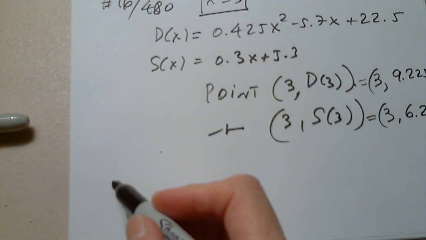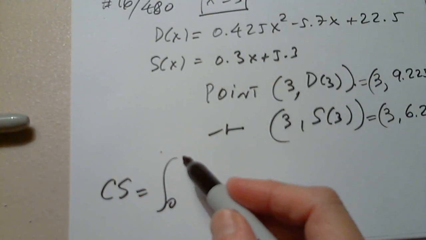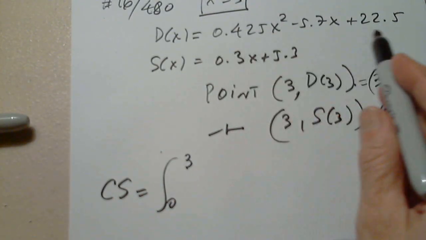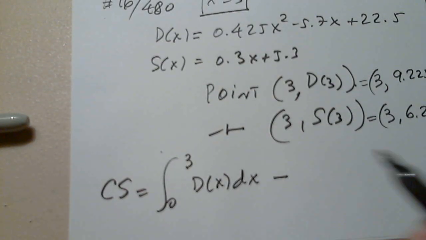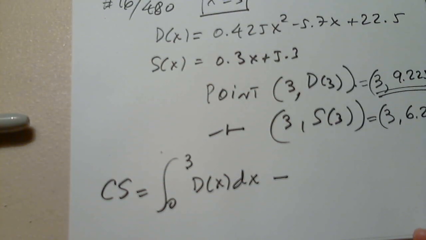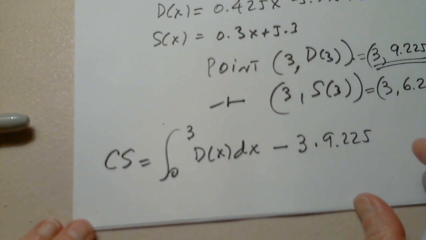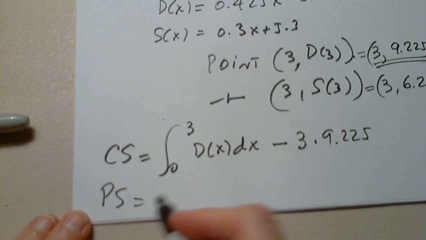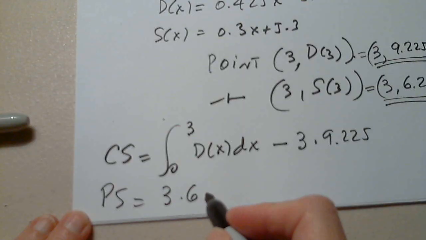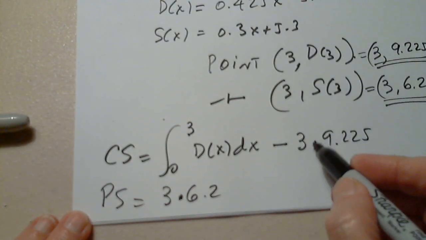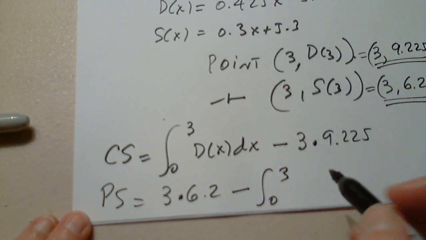So now the consumer surplus is the integral from 0 to 3 of this function, but minus this product, 3 times 9.225. The producer surplus is this product, 3 times 6.2, minus the integral from 0 to 3 of the supply function.